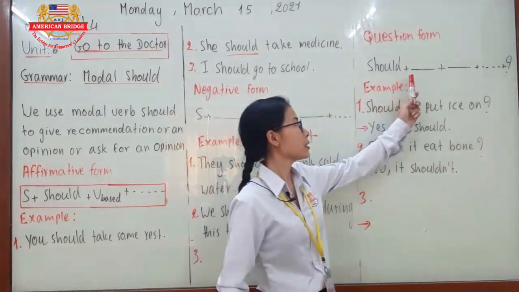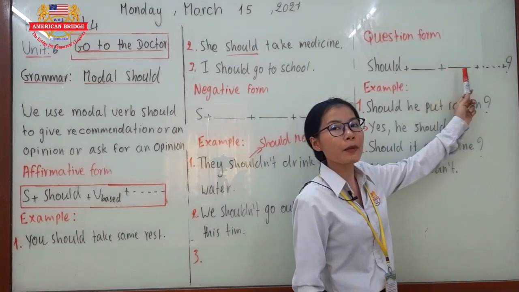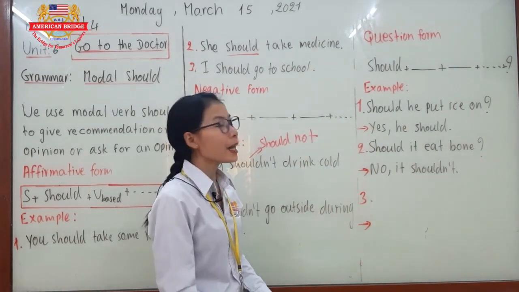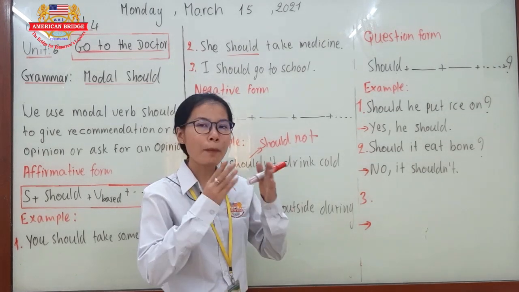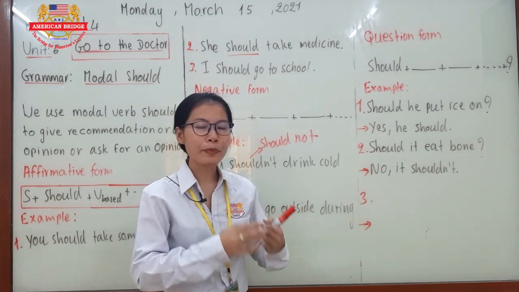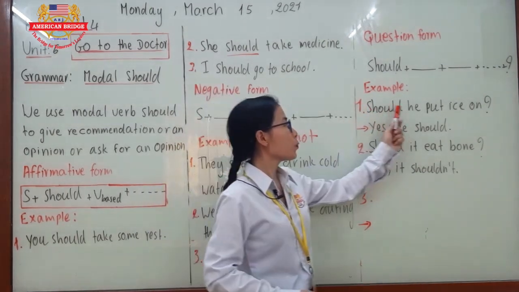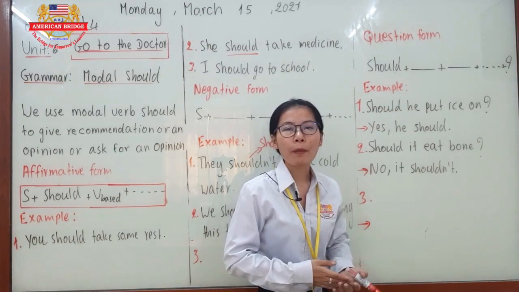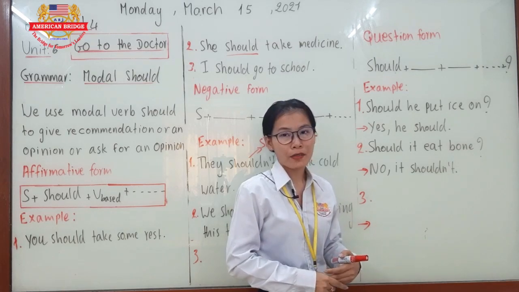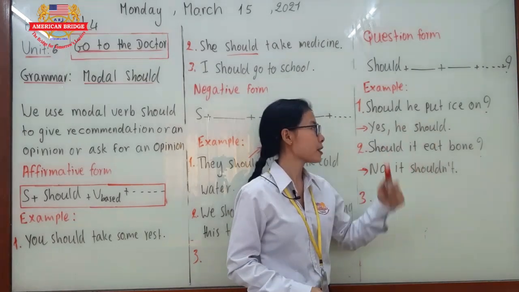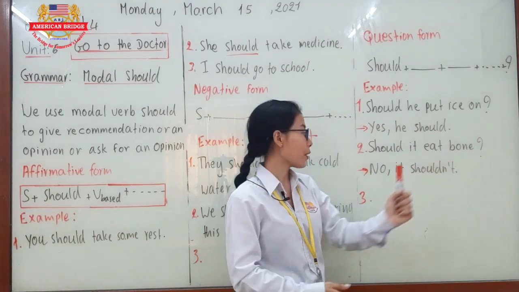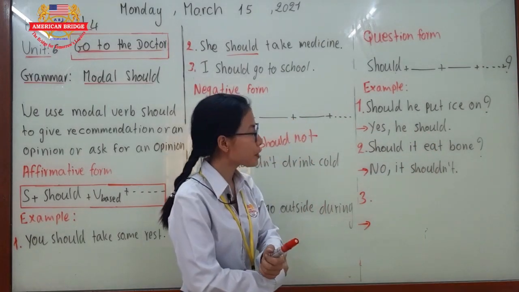We have should plus blank plus blah blah plus question mark. Now let's go to example. In order to complete all of the blanks, you have to look at the example. Should we put eyes on? This is about you ask someone an opinion or recommendation, right? Should he put eyes on? And then say yes he should. Yes he should, right?